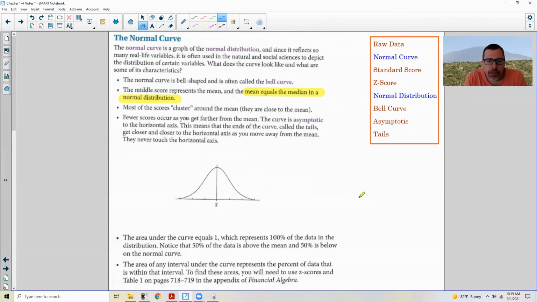This means that the ends of the curve, called the tails, and there's the other term, asymptotic. So we covered asymptotic and we covered tails. These are the tails right here, going this way and this way. They get closer and closer to the horizontal axis as you move away from the mean. They never touch the horizontal axis. It looks like they're touching, but they never touch.